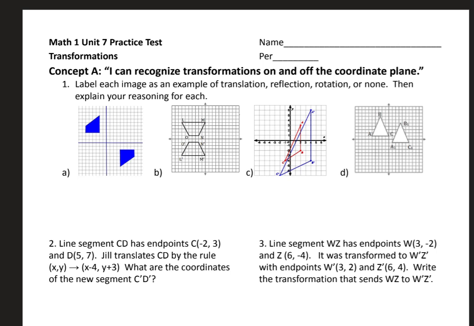All right, here is the video for the Unit 4 practice test. So looking at concept A, I can recognize transformations on and off the coordinate plane. So number 1 says label each image as an example of a translation, reflection, rotation, or none. Then explain your reasoning for each.